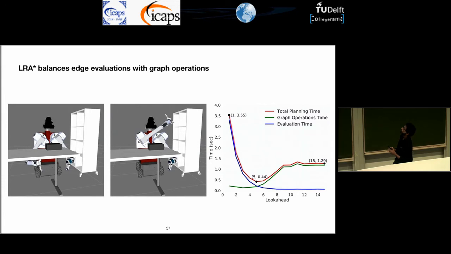And here we notice a similar trend where LRA* with an optimal look ahead performs better than both lazy SP and lazy A*. And notice how when the look ahead is small, the dominant cost in the planning time is due to the edge evaluations, while running lazy SP, and with a large look ahead, the dominant planning cost is from the graph operations.